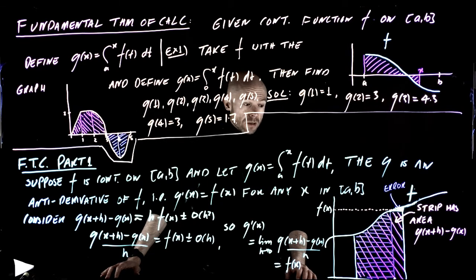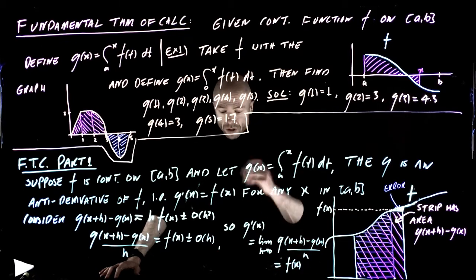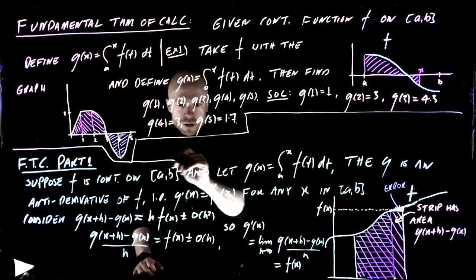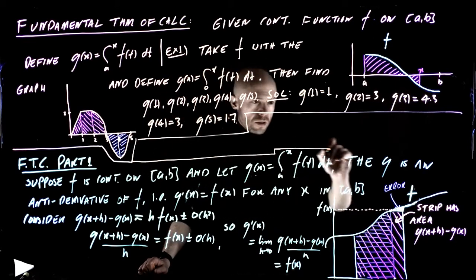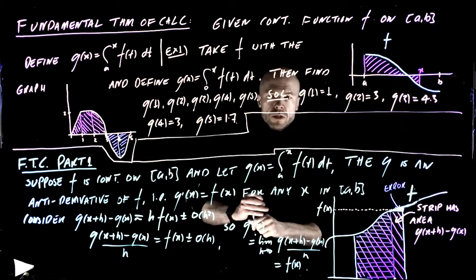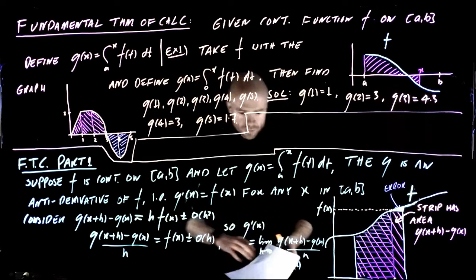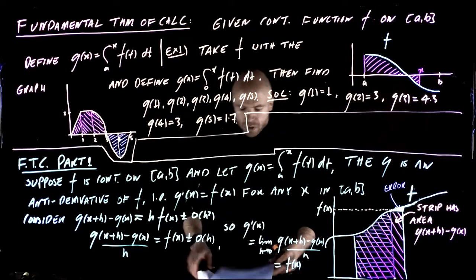So we now have an explicit antiderivative for our function, and that allows us to do some easy calculation. So let's squeeze in a simple example right here. So example.